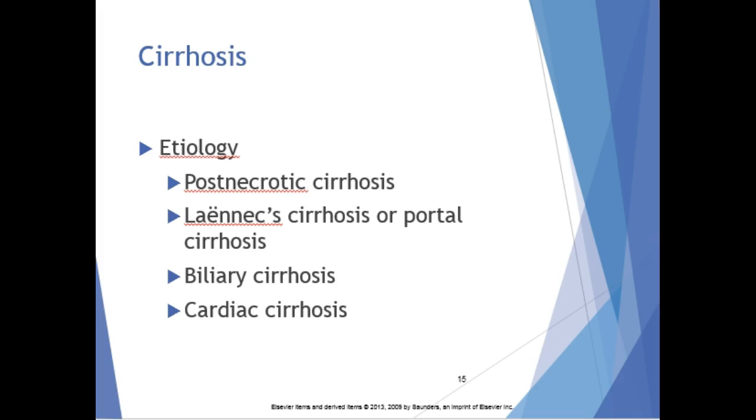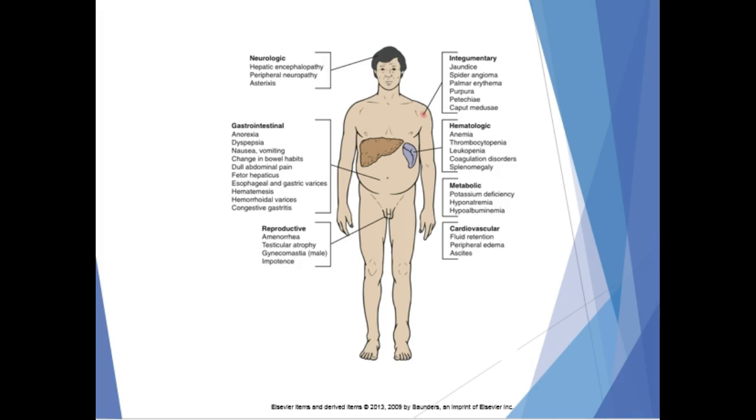Then we have biliary cirrhosis, which is caused by chronic biliary obstruction and infection, and cardiac cirrhosis, which results from severe right-sided heart failure in patients with cor pulmonale. Here you see the signs and symptoms of cirrhosis. This picture is in your textbook on page 707.